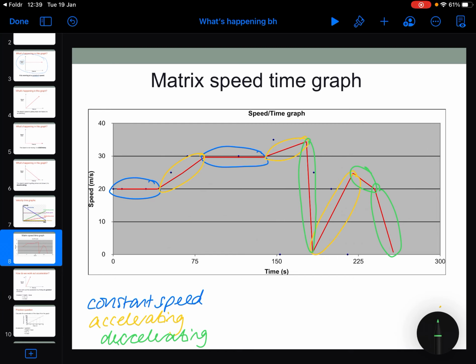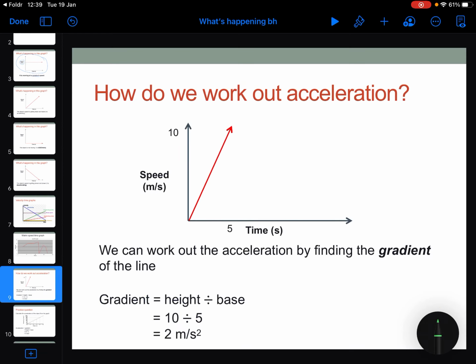Right, there is a little bit more notes, and again, it refers to stuff you've done in maths, so you are going to have to cast your mind back. So, first bit is, how do we work out acceleration? Now, in our last lesson, we looked at distance time graphs, and you found the speed by finding the gradient of the graph. Now, we're going to do exactly the same here. This time, because it's a speed time graph, to work out the acceleration, you're going to work out the gradient.